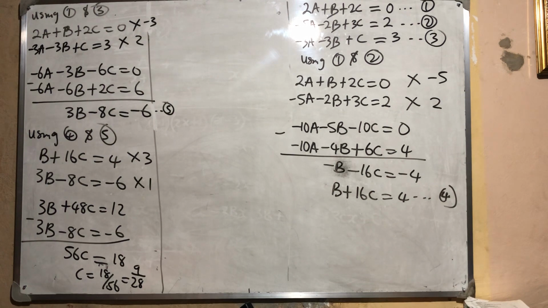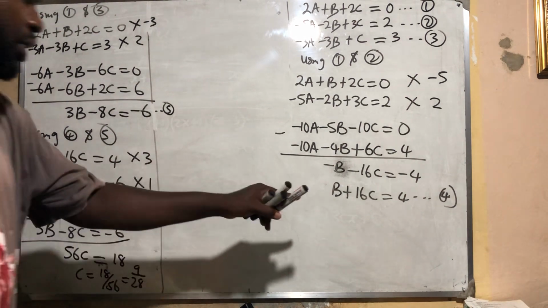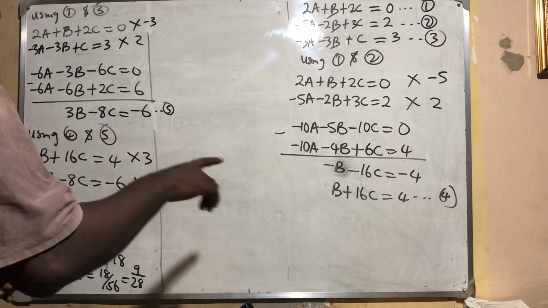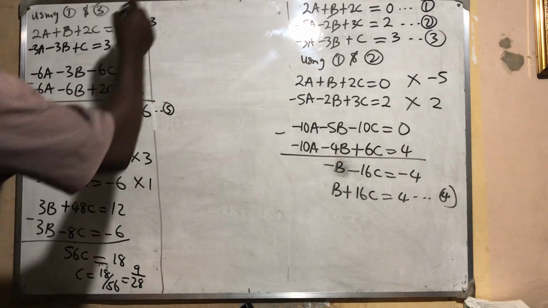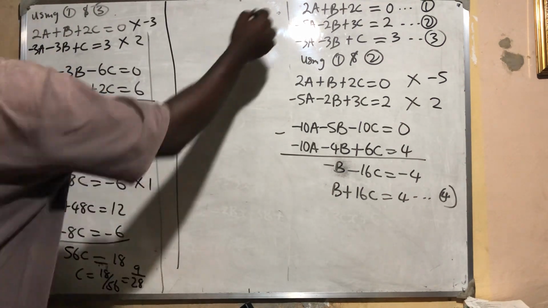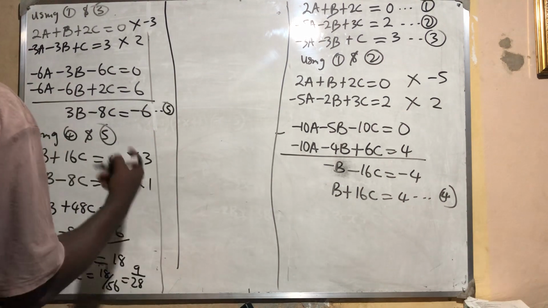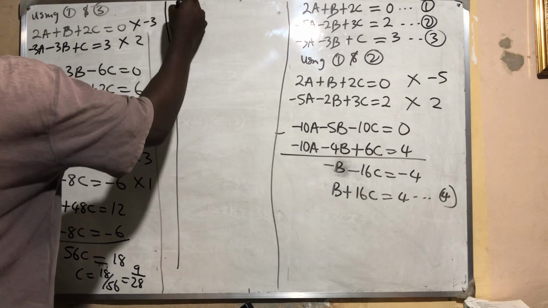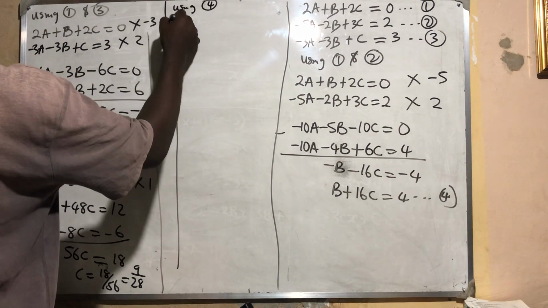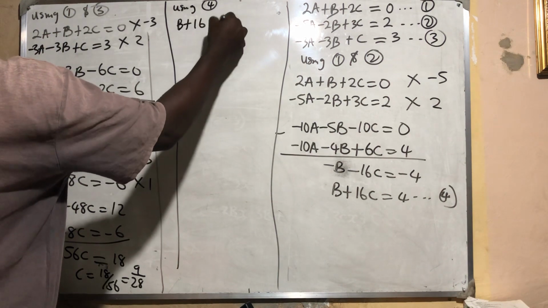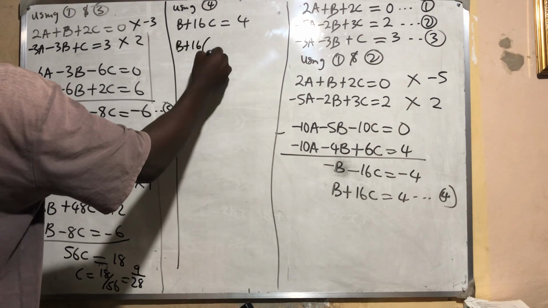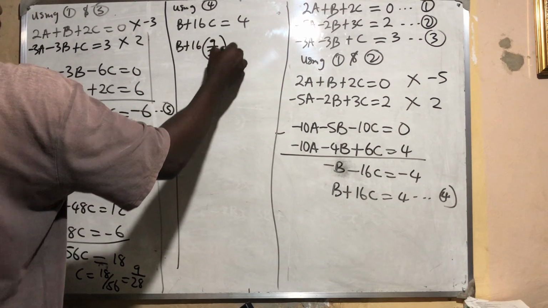So what do you do? You substitute that c in either equation 4 or equation 5 to get your b. Since I've gotten c now, I will substitute in either equation 4 or equation 5 to get my b. Let me use equation 4. Using only equation 4, I have b plus 16c is equal to 4. So therefore b plus 16 in bracket of 9 over 28 is equal to 4.